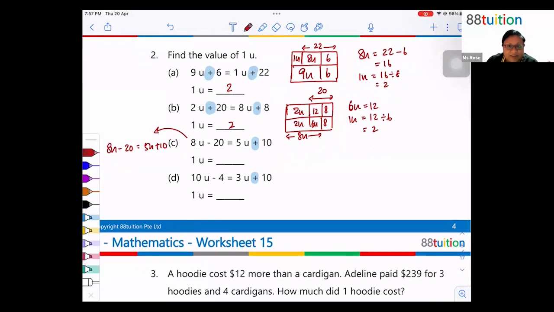Keep the big unit where it is. So I will have 8 unit minus 5 to give me 10 plus 20 is equals to 30. So that means 1 unit will be equals to 10. Okay? And the last one, anyone has an answer?